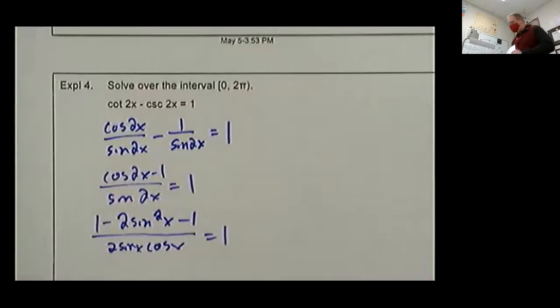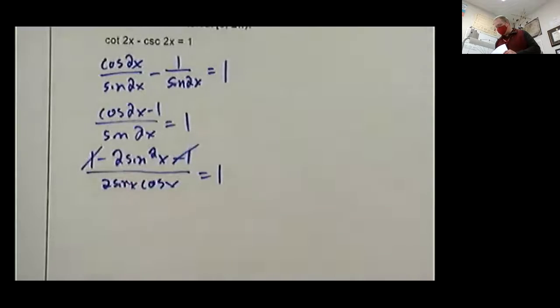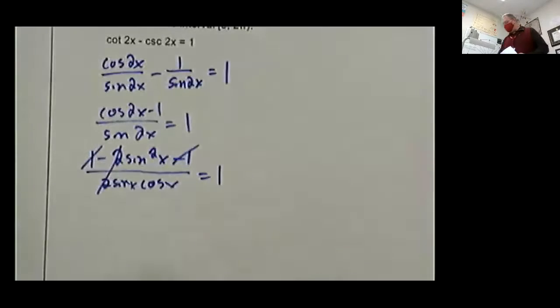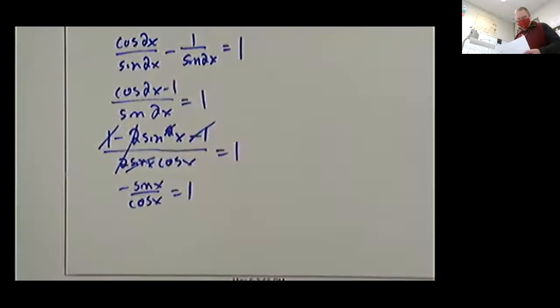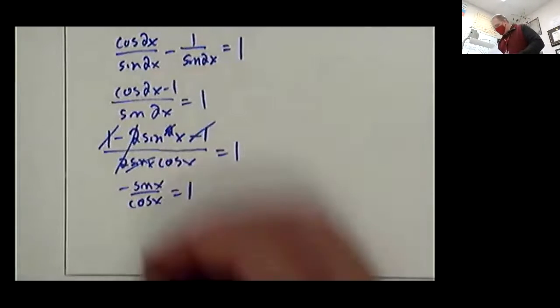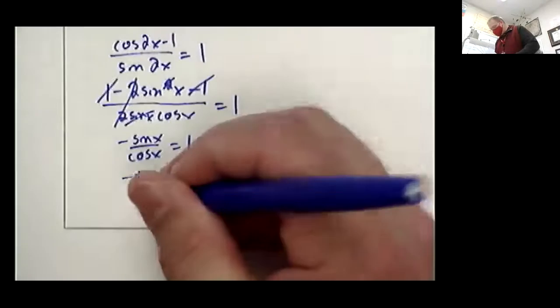From there, what can we do? Well, 1 minus 1 is going to cancel. It's still a negative 2. So those are gone. Now the 2's can cancel because there's no other added or subtracted terms. Now, one of the signs can cancel. We're left with a negative sine of x over cosine of x equals 1. Well, negative sine x over cosine x, that's negative tangent of x is equal to 1. Therefore, tangent of x is equal to negative 1.